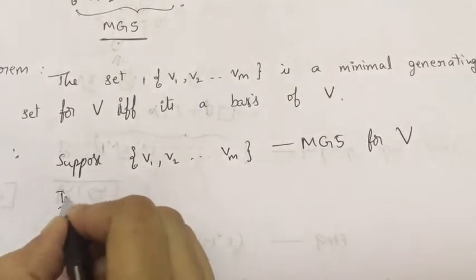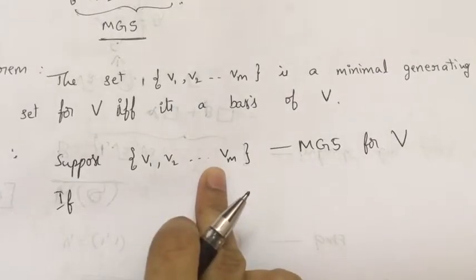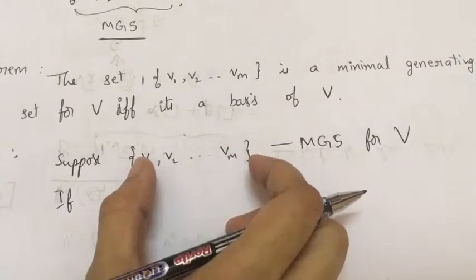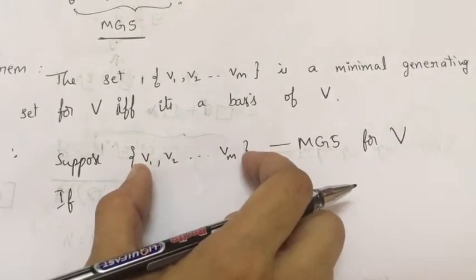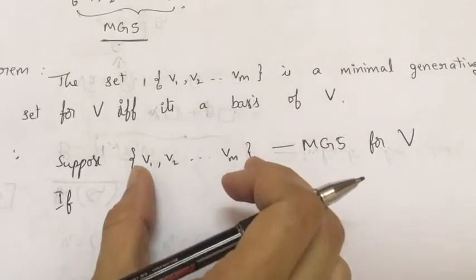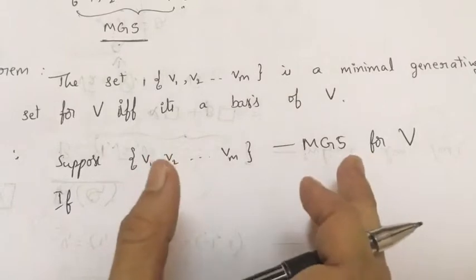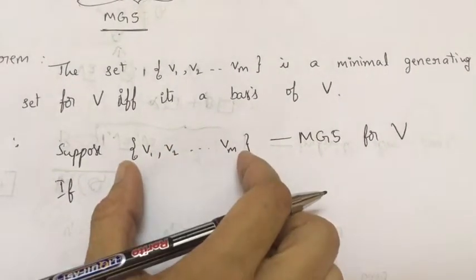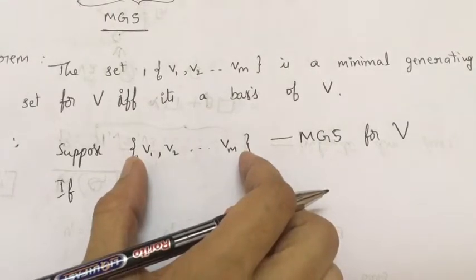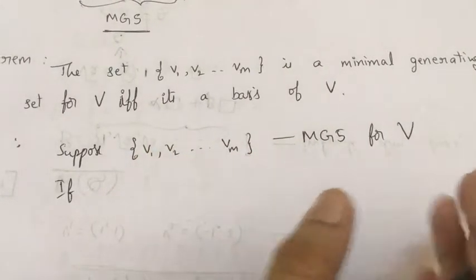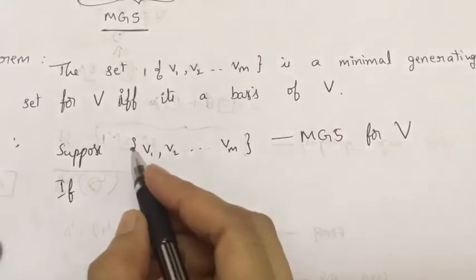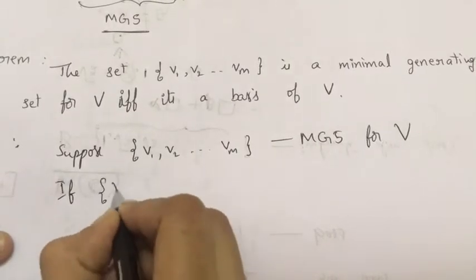And suppose these vectors are linearly dependent. What I have to show is, if this is a minimal generating set, then it is a basis for V. To show it is a basis, I have to show these vectors are linearly independent. So I'll take the contradiction approach: I'll take this as a linearly dependent set and get a contradiction, so that it has to be linearly independent and therefore it is a basis.